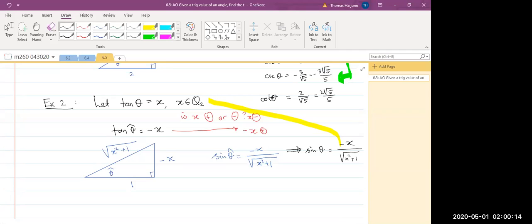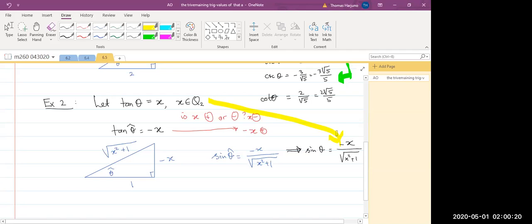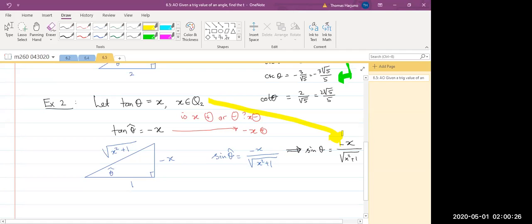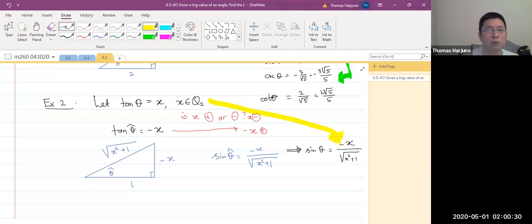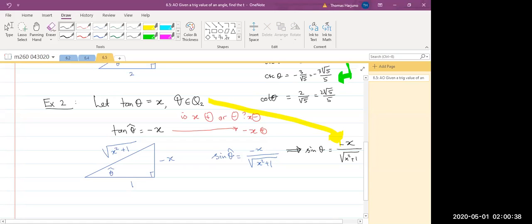Do you know what my question is? What? But if x is in the second quadrant, why is it theta? If theta is in the second quadrant. Oh, I'm sorry. Yeah, if theta is in the second quadrant, I think you're right. I have to fix it here. Theta is in the second quadrant. Okay, so x will be negative.